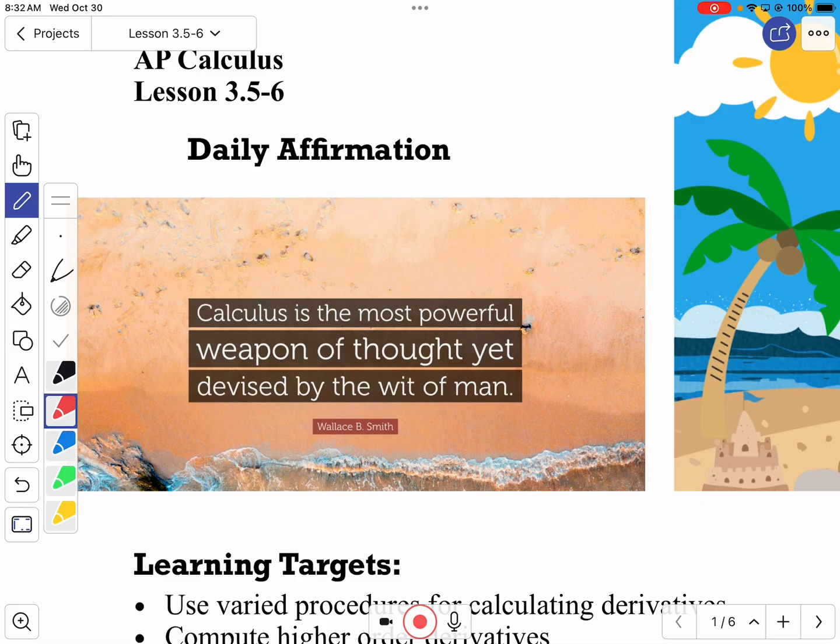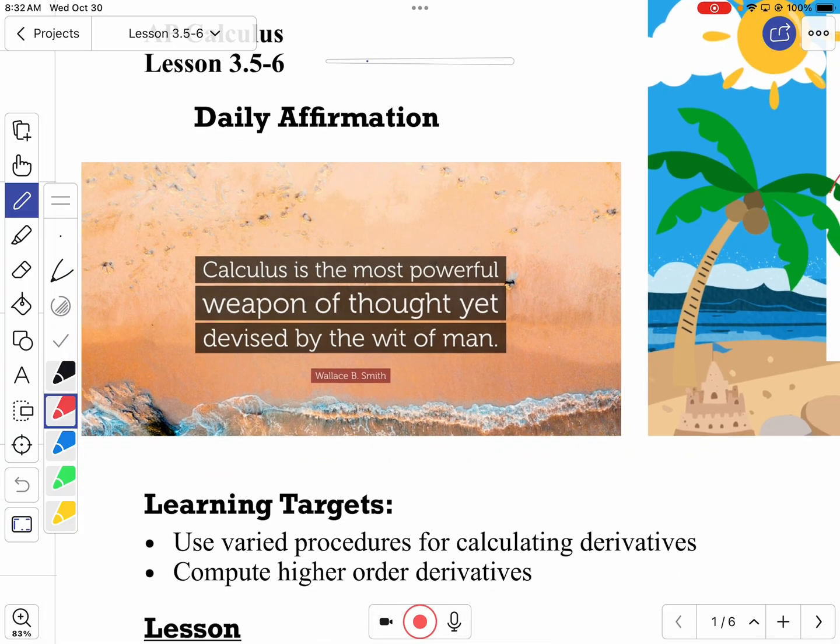We are powerful because we can do calculus. Okay, just saying. When you go off, like we're just gonna take the whole city block with us. All right, calculus is the most powerful weapon of thought yet devised by the wit of man.